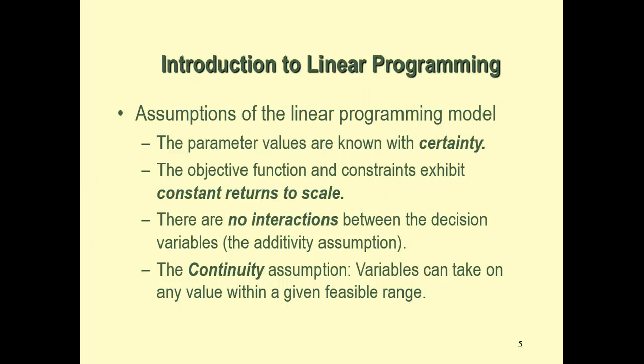We also say there are no interactions between the decision variables. And in reality, sometimes we violate that. Sometimes, if you make product A, you're better off making product B. There's some kind of synergy there, some kind of symbiosis. Maybe it's not good to make this with that, but we have to assume there's no interactions. There's no relationships. And then finally, and this one's not as bad, the continuity assumption: variables can take on any value within a given feasible region. And sometimes we violate this, but it's not a big deal.